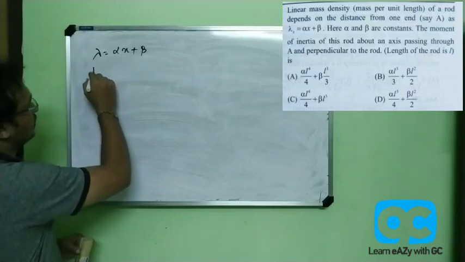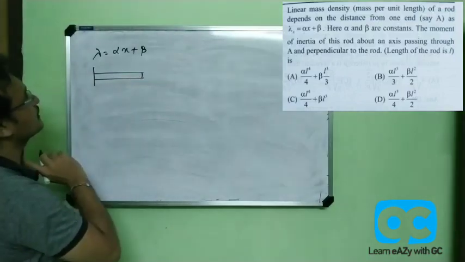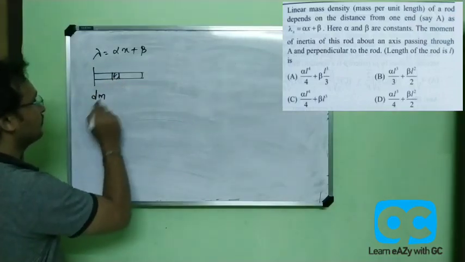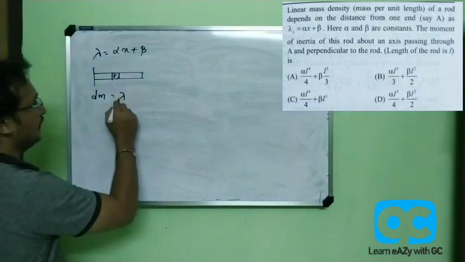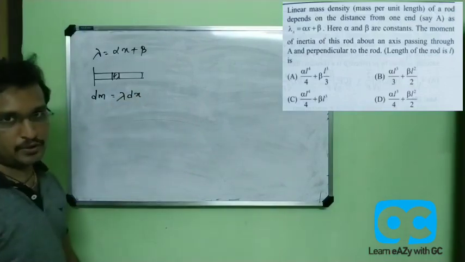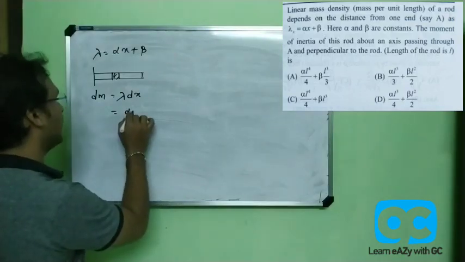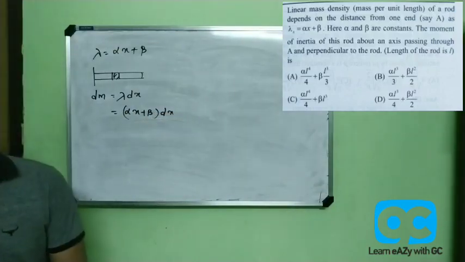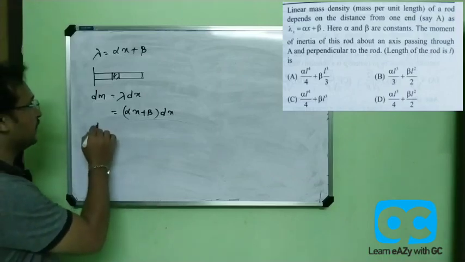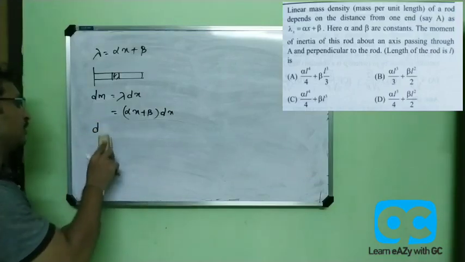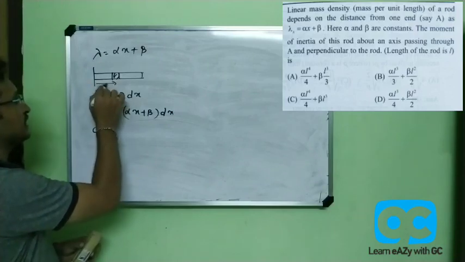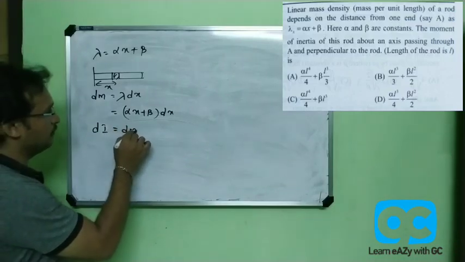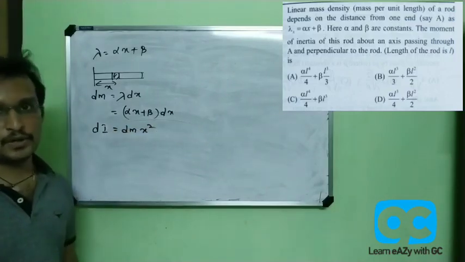See guys, let this be the rod. Consider a small element of mass dm, and the mass may be written as linear density into dx. dm equal to lambda into dx, so you will get alpha x plus beta into dx. And the corresponding moment of inertia is dI. If this distance is x, then dI equal to dm into x square.